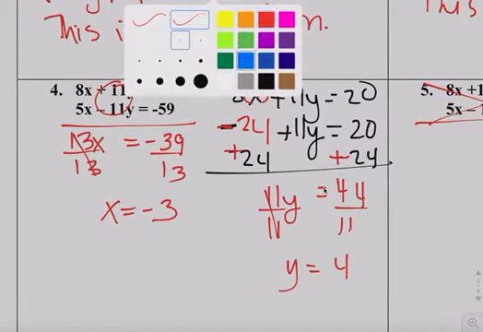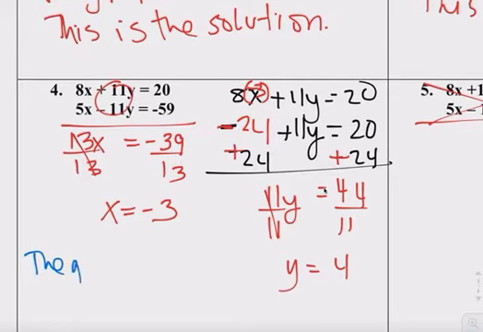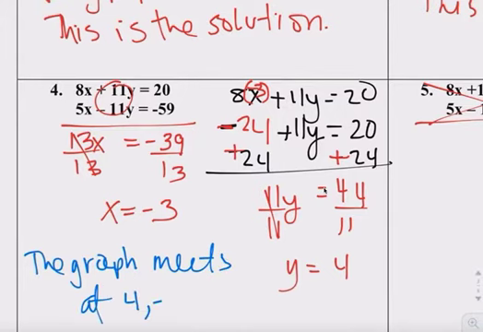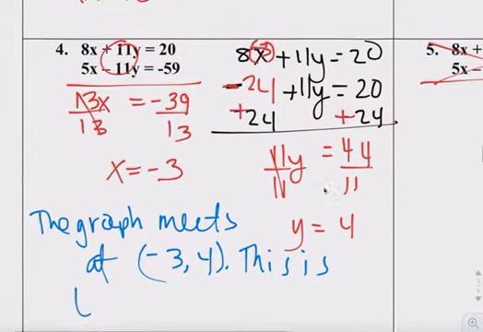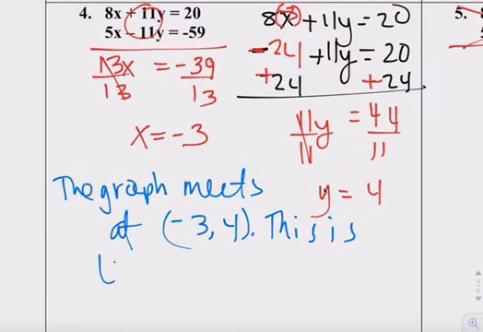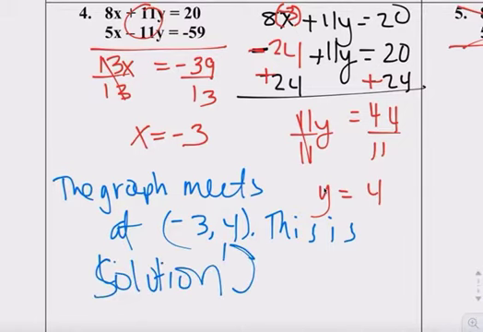So the solution is the graphs intersect or meet at 4, negative 3. No, negative 3, 4. What am I doing? Just tired. This is the solution. Solution is what you call it.